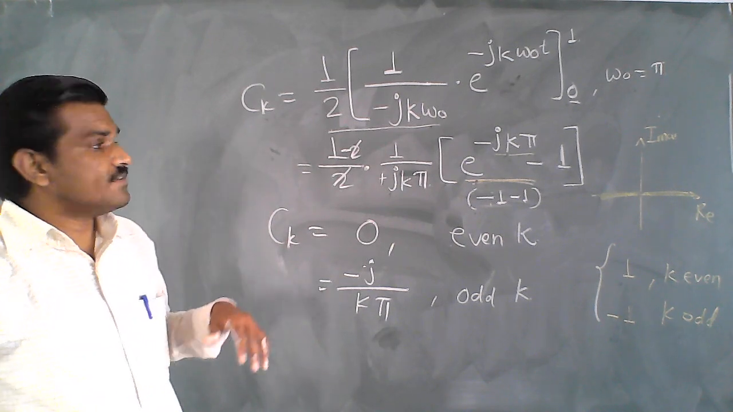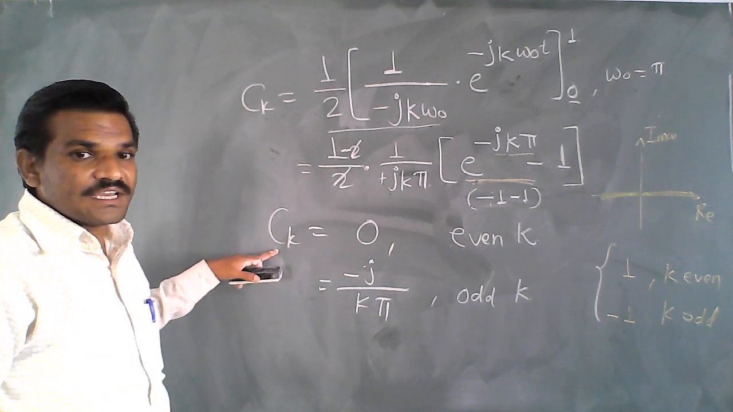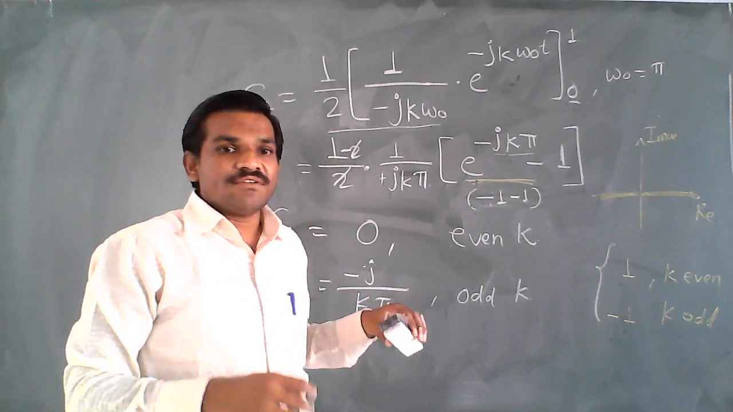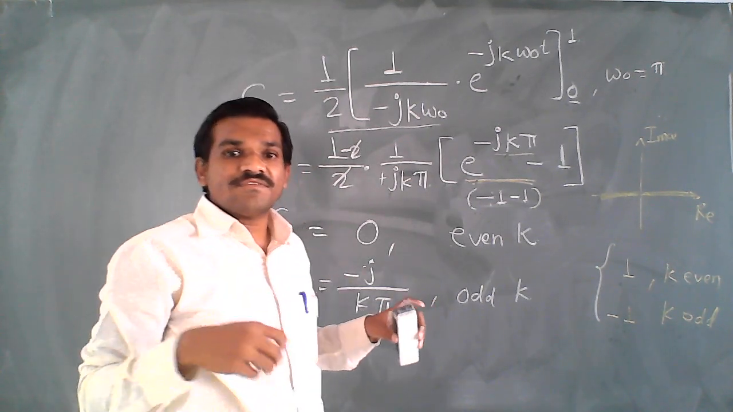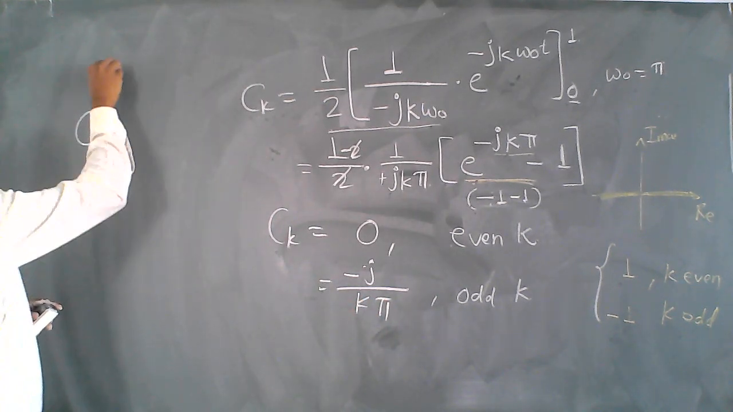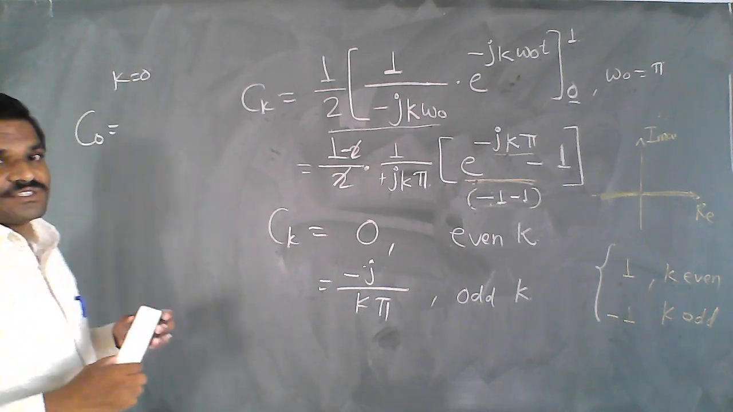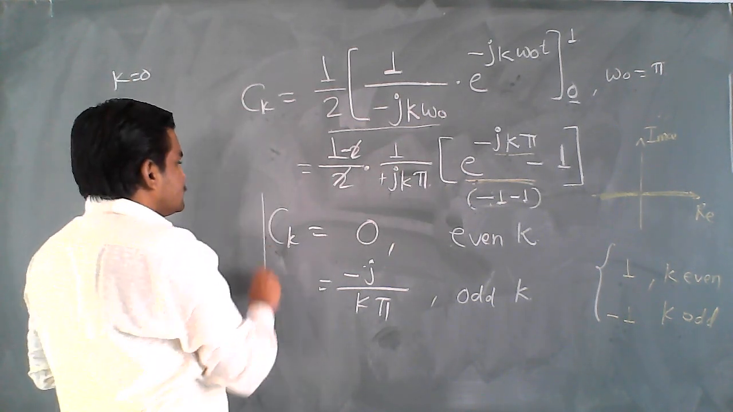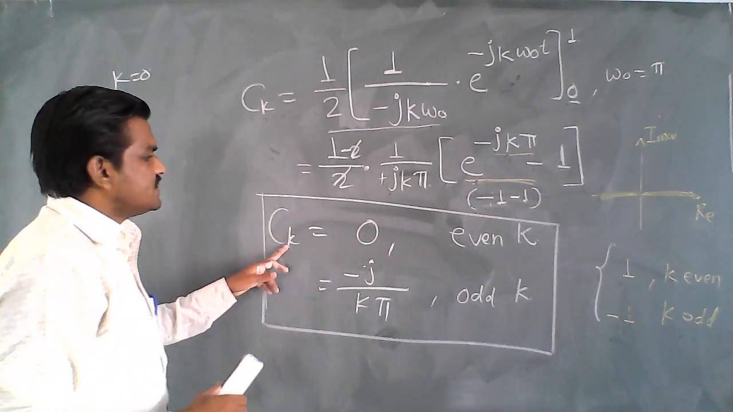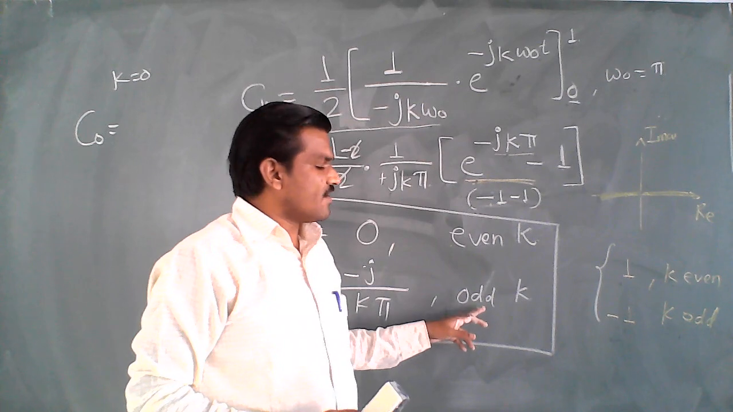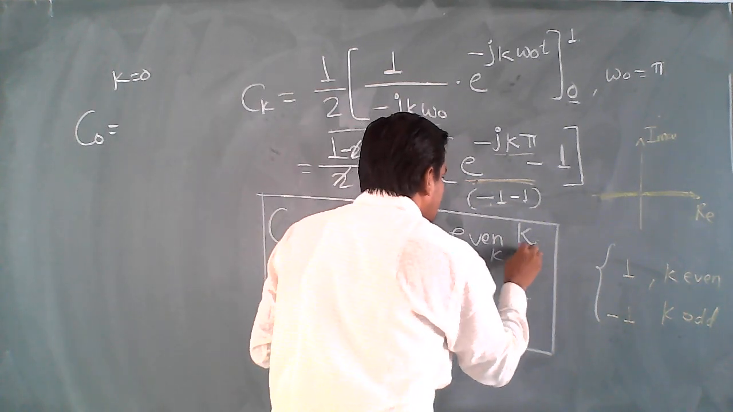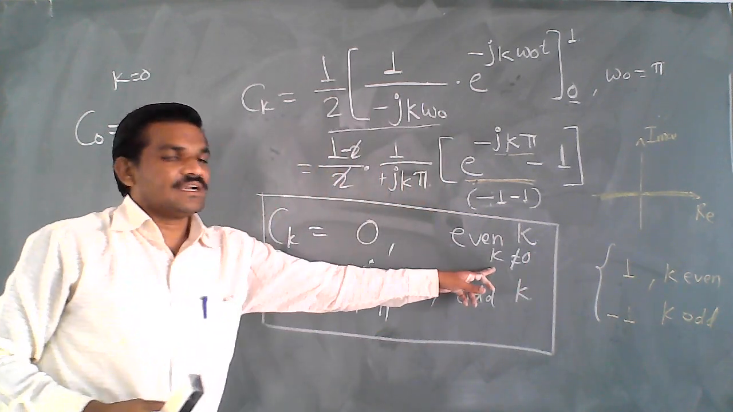Also, I told you this is in terms of ck, and this is not valid when k is equal to 0. So for that case we have to find c0 separately, that is k equal to 0. We have found ck, and this ck is only true for even k and odd k, not for k equal to 0. So what is it at k equal to 0?